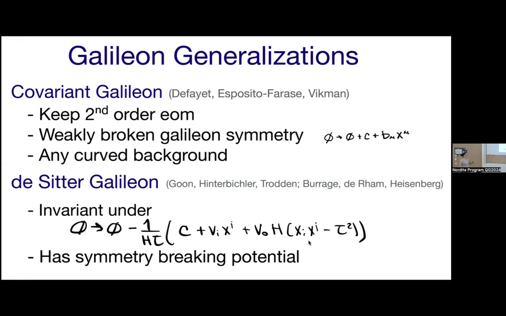And there are two generalizations for these theories that go under the names of covariant Galileans. These ones are special because they keep second-order differential equations, even though you have higher-order derivatives. They have a weakly broken Galilean symmetry. So the symmetry that I told you arises in flat space is just weakly broken in this case, and they can be defined around any curved background. There's another case, which is a generalization purely for de Sitter and has a different type of shift symmetry, and also includes a symmetry breaking potential that's still symmetric under this.